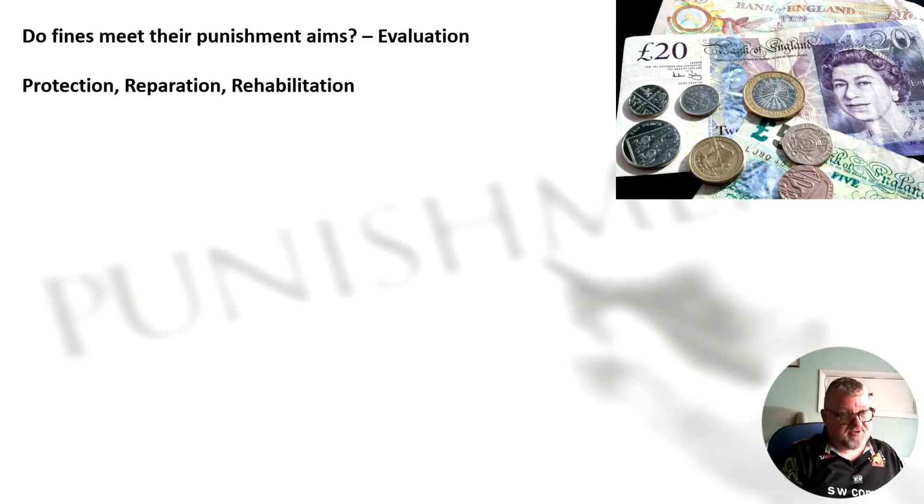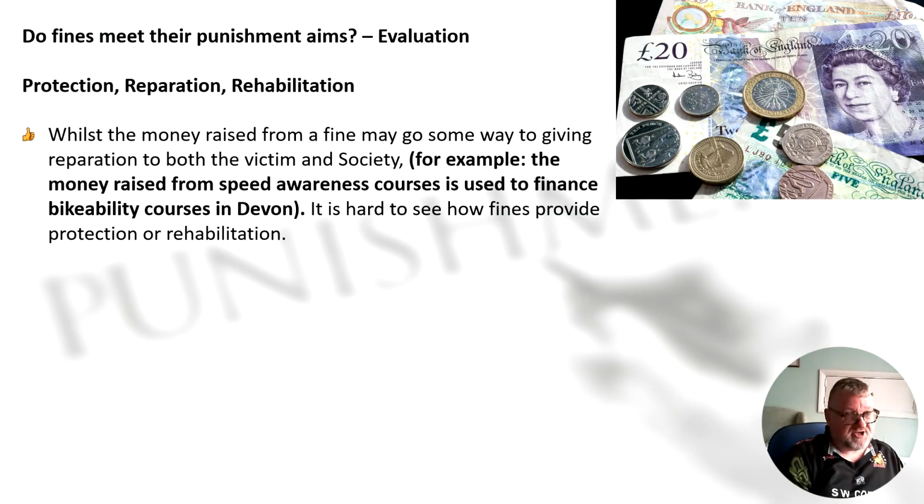And I've lumped protection, reparation, and rehabilitation in together. Whilst the money raised from a fine may go some way to giving reparation to both the victim and society. So, for example, in Devon, I don't know if this happens in other counties, but if you are caught speeding and you have to go on a speed awareness course, the money raised from a speed awareness course is used to finance bikeability courses in primary schools in Devon, teaching kids to be safe on the roads.